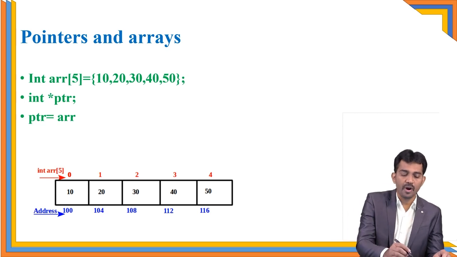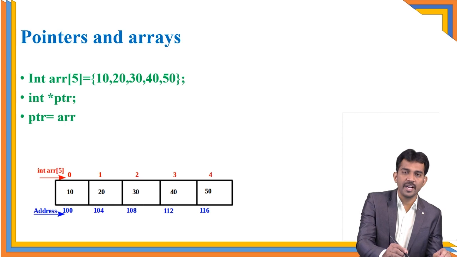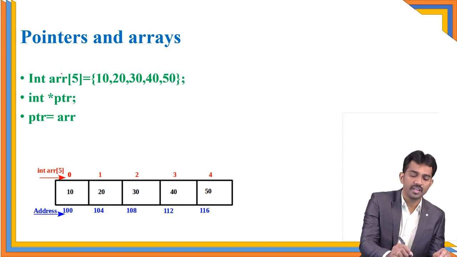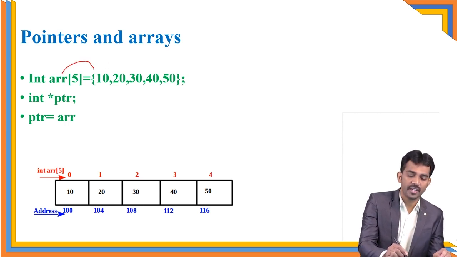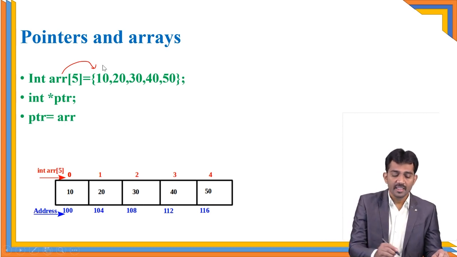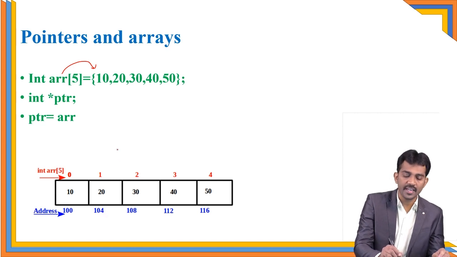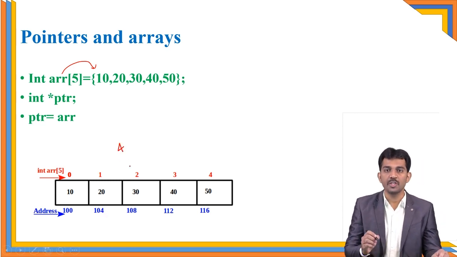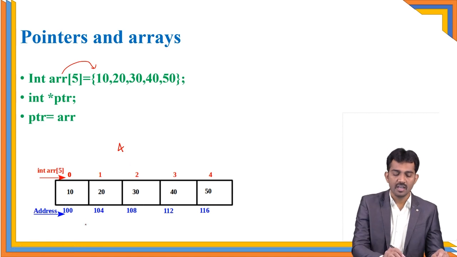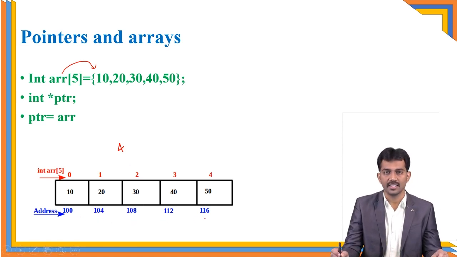If you assign the pointer to the array, the address operator is not required, because the array name by default points to the starting address of the element. See, 100 is the starting address. The first element is at 100, the next goes to 104, because the size of an integer is 4 bytes. That is why each time it increments by 4 bytes: 100, 104, 108, 112, 116, like this.